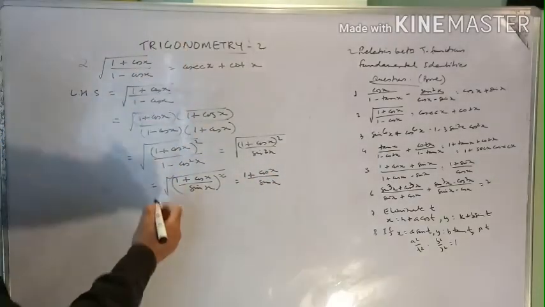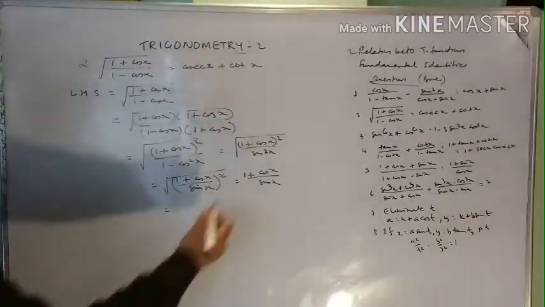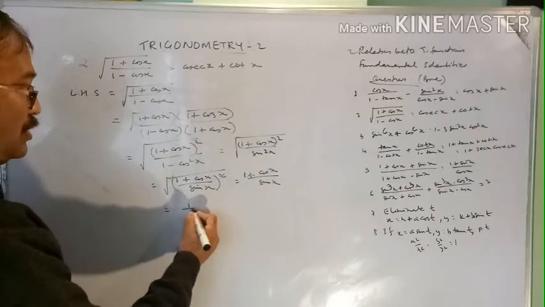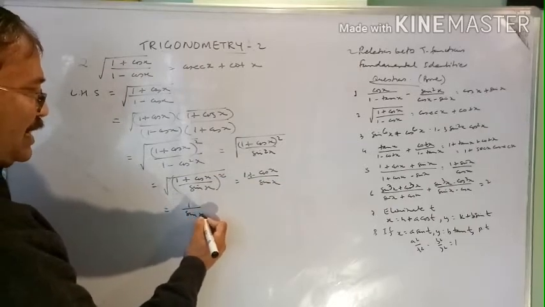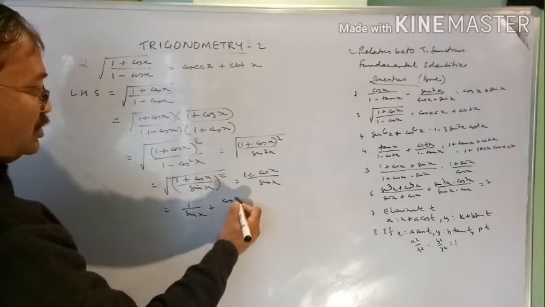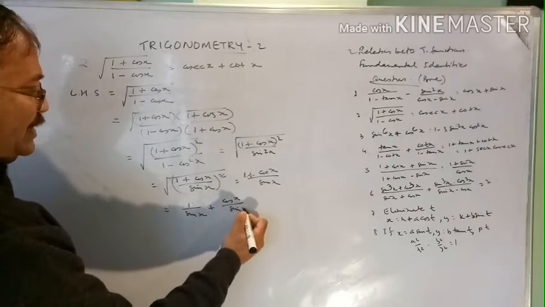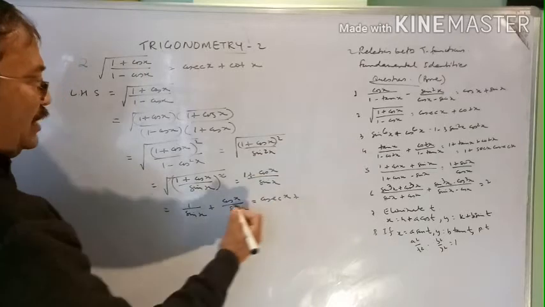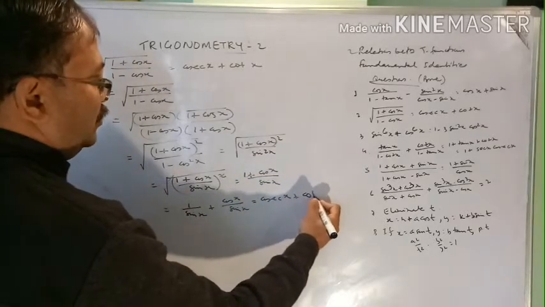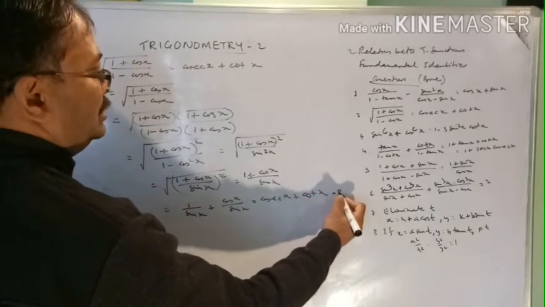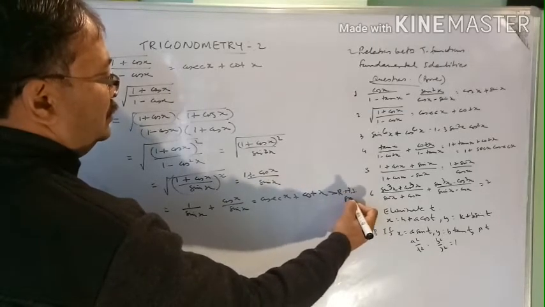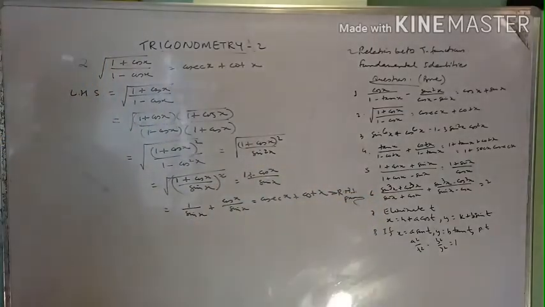Okay. But if you see the RHS, there are two terms. So we'll separate. So 1 plus cos x by sin x you can write as 1 upon sin x plus cos x upon sin x. So 1 upon sin x is cosec x and cos by sin is cot x. So equal to RHS. So it is proved. Cosec x plus cot x.